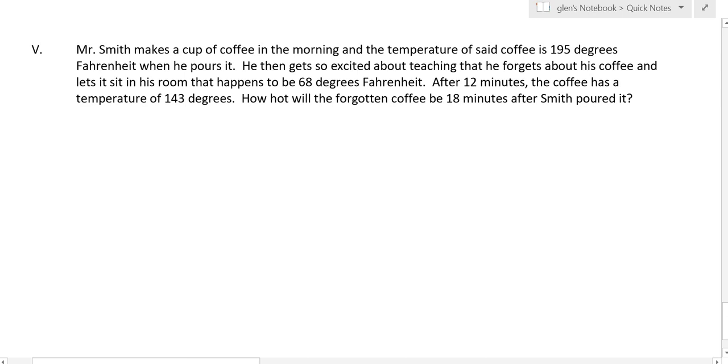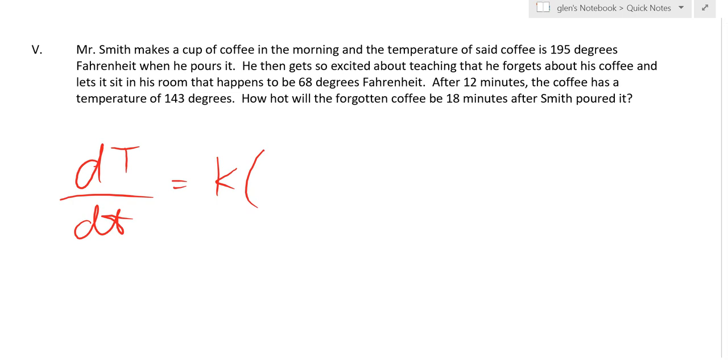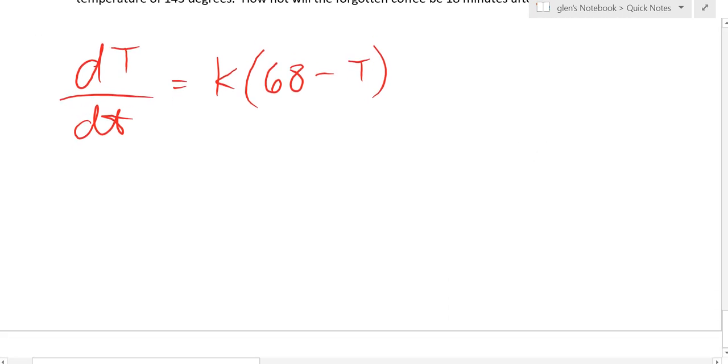So, it said, and we talked about this, the general idea behind this is that the rate of change of the temperature is proportional to the difference between the temperature of the coffee and the temperature of the room that it's in. It's in a room that has a 68 degree Fahrenheit temperature. So, it's going to be 68 minus T. That's the basic idea behind it. That's a very basic differential equation. Okay? We're going to solve it by separating and integrating.